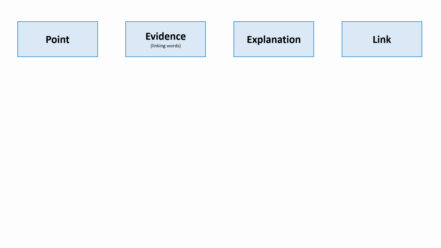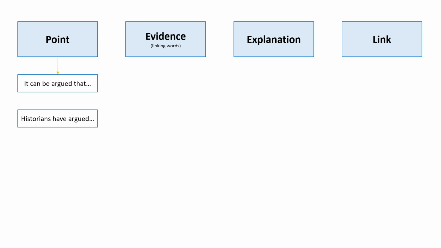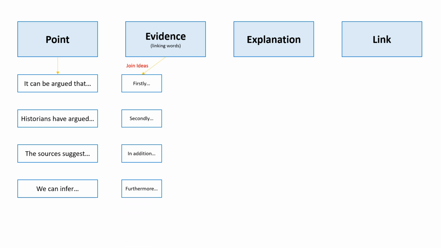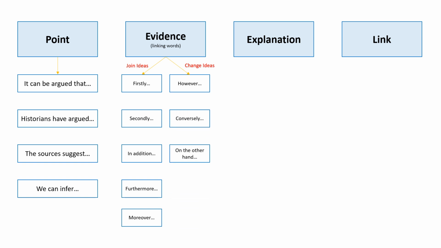If you're looking to make a point, you could use phrases like, it could be argued that, historians have argued, the sources around this time suggest, we can infer from the sources that. If you're looking to provide evidence, there's two types of evidence you can provide. Evidence that's going to join ideas, so you can use phrases like firstly, secondly, thirdly, in addition, furthermore, moreover. And the second type of evidence is evidence that's going to change your main ideas, so you can use phrases like, however, conversely, on the other hand, alternatively, but.